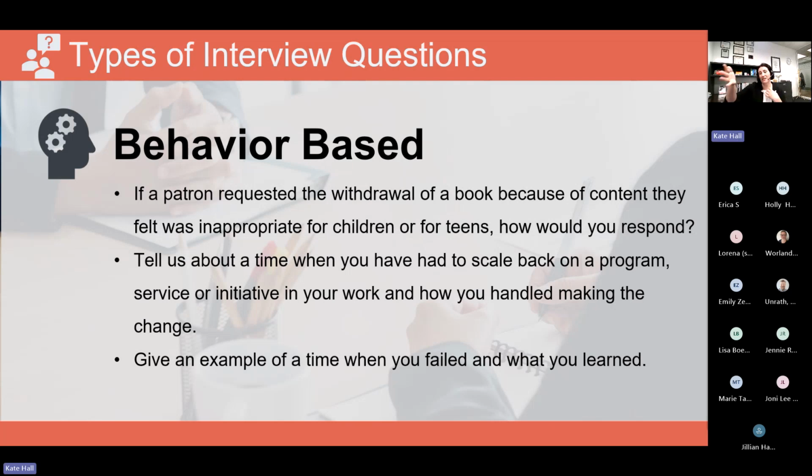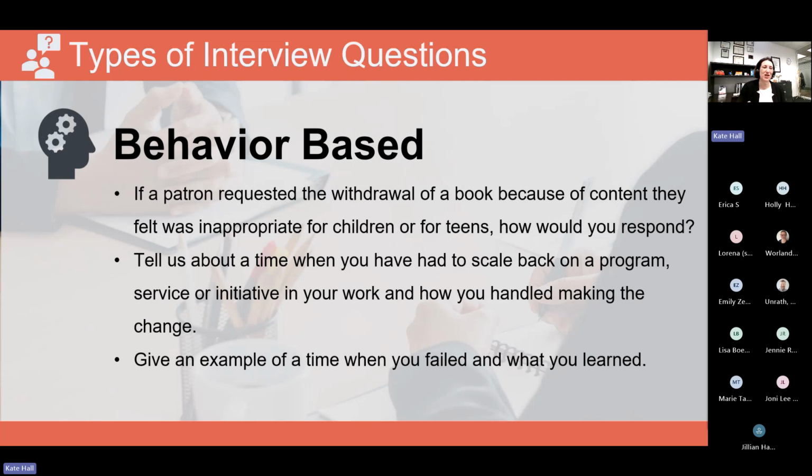Oh, Holly, I love this one too. How would you handle a situation where a program participant is disrespectful or disruptive? I also like to ask, tell me about a time when you had to handle a situation where a program participant is disrespectful or disruptive. I like conceptual questions of like, how would you? But I also like them to give me an example of a time, which helps them to respond.